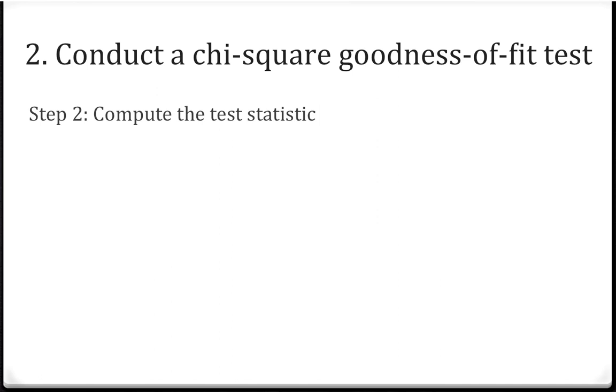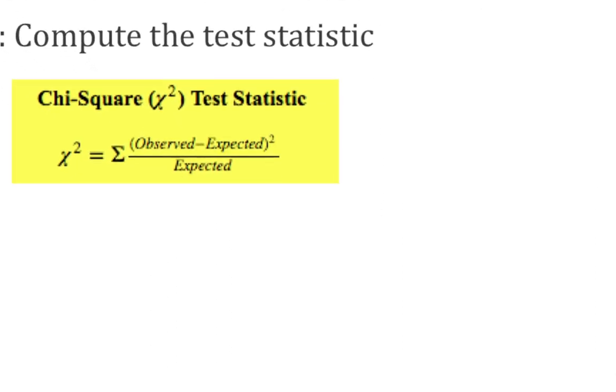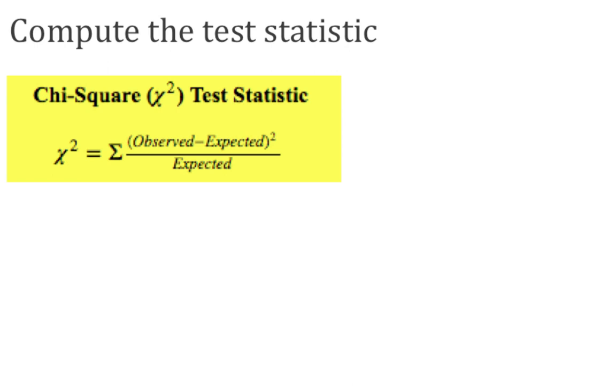Step 2, compute the test statistic. This is the formula for our chi-square test statistic. The observed value here is the actual count in our sample, and the expected count is the same expected count that we checked in step 1 when checking that all expected counts were at least 5.